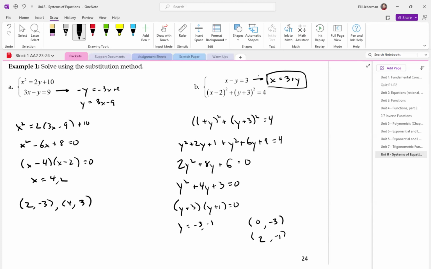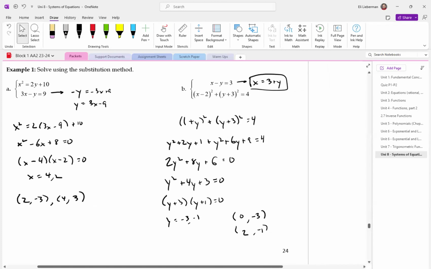Does it work? What's the shape of the second one? Can you show me the shape of the second equation in B? Do you recognize what that is? It's not a parabola. Anyone? That is a circle. Center at 2, negative 3. You'll be discussing that in more detail next year, but let's just see if it works.